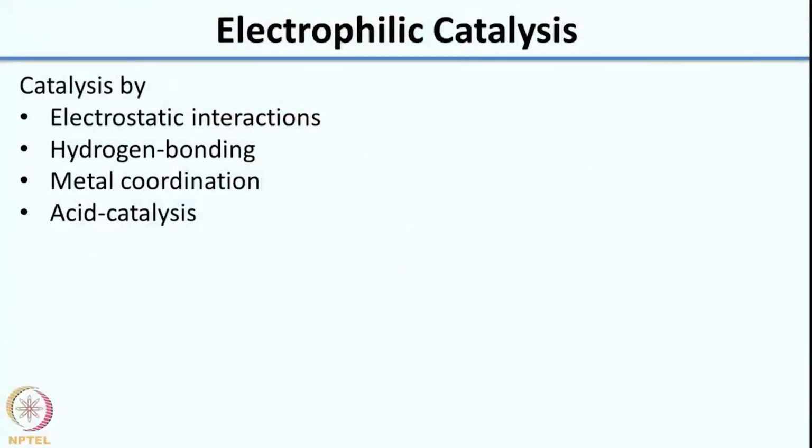So in today's class we will mainly focus on what is called electrophilic catalysis. So in electrophilic catalysis you have catalysis by electrostatic interaction, hydrogen bonding, metal coordination, or acid catalysis. So acid catalysis we already saw. The electrostatic interactions can be simple electrostatic interactions where you have maybe charges coming together. So your catalyst has some charge and your reactant has a charge, it comes together to help you catalyze the reaction. It can be a hydrogen bonding interaction.